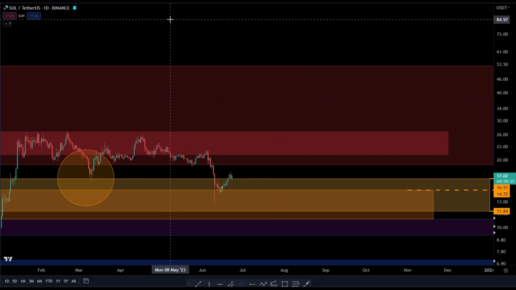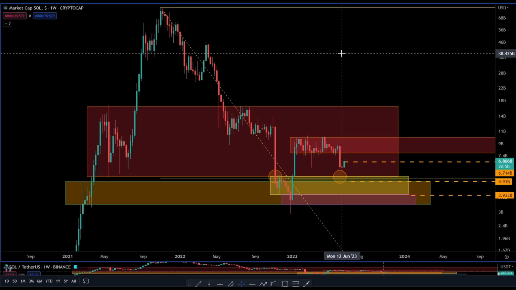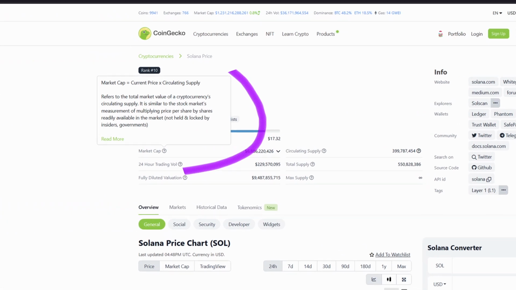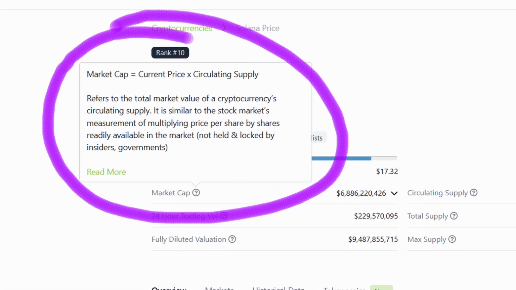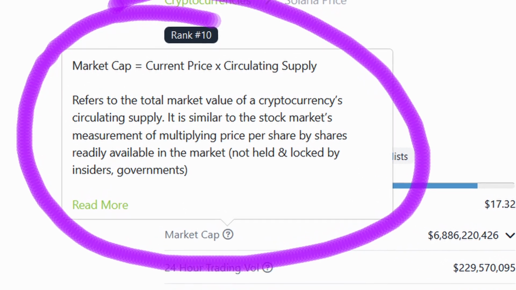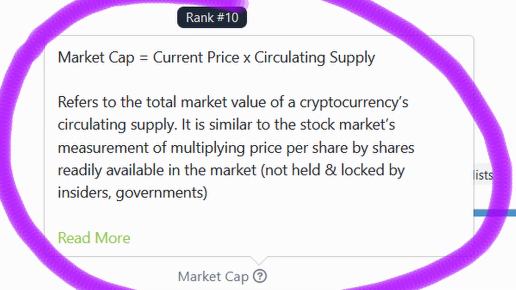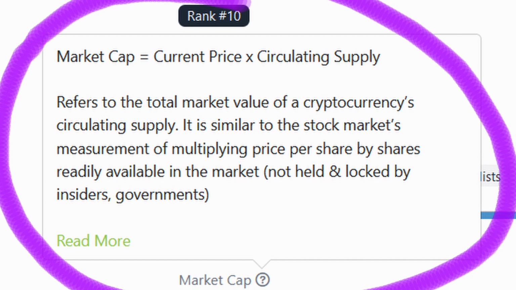Okay, we're going to switch to the market cap of Solana and see what insights the market cap gives us. We're on the market cap, and remember, market cap is calculated with the trading price multiplied by the amount of tokens in circulating supply. You can also get a fully diluted market cap by multiplying by the max amount of tokens available. But what we're interested in right now is the circulating supply multiplied by current price.